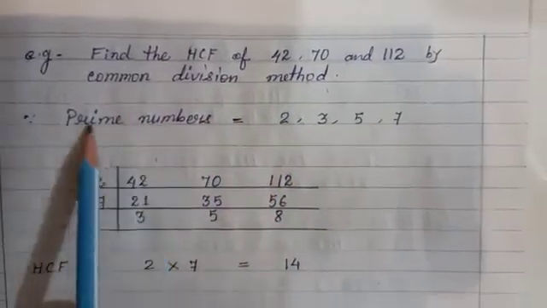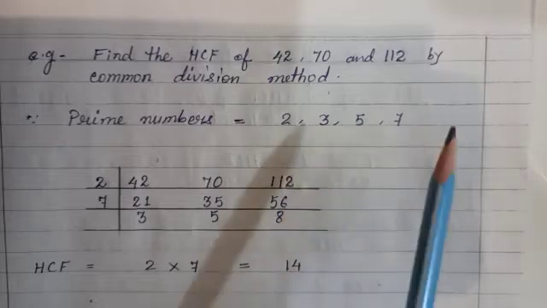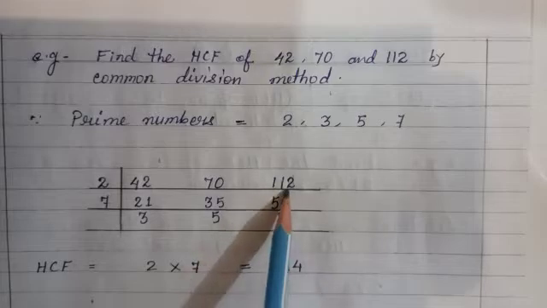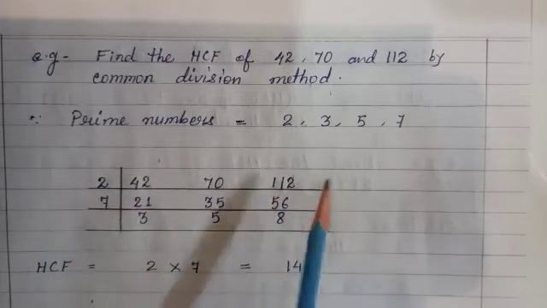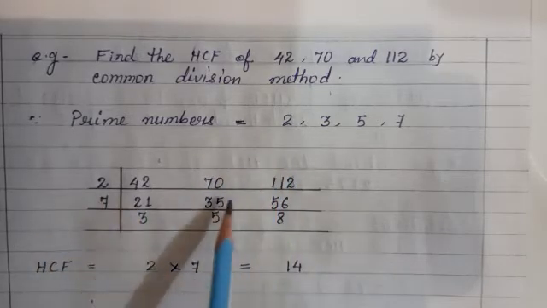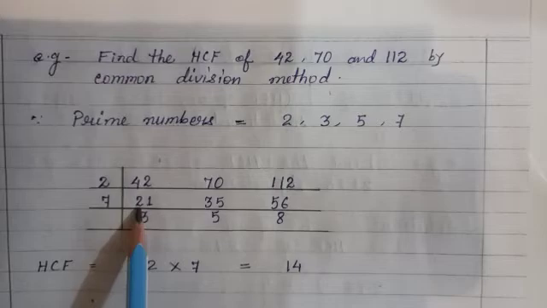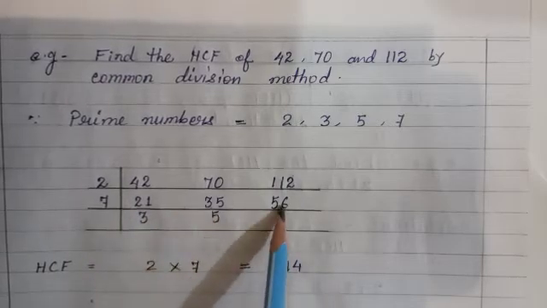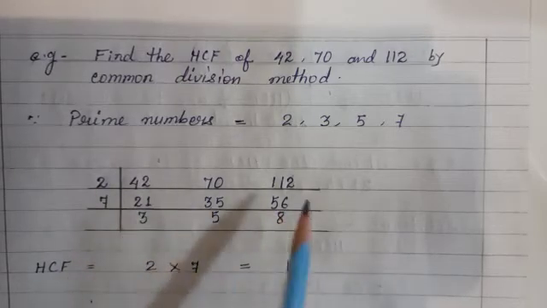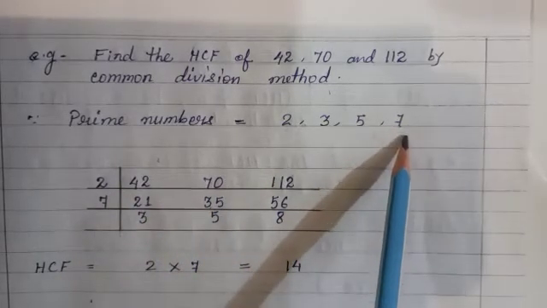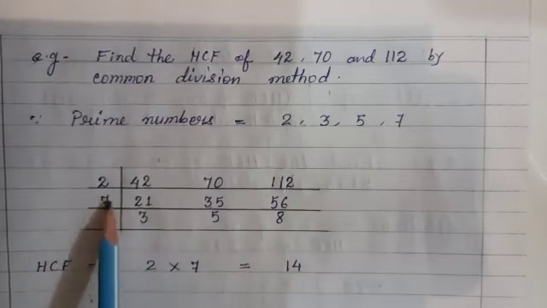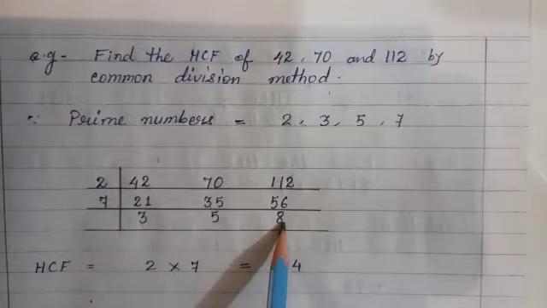We know that the first four prime numbers are 2, 3, 5 and 7. Here we have to arrange the numbers in a line: 42, 70 and 112. All these three numbers are even numbers, so they are divisible by the first prime number 2. When we divide these three numbers by 2, we get 21, 35 and 56. These three numbers are all divisible by the prime number 7. So we use 7 as a divisor. 7 threes are 21, 7 fives are 35 and 7 eights are 56.